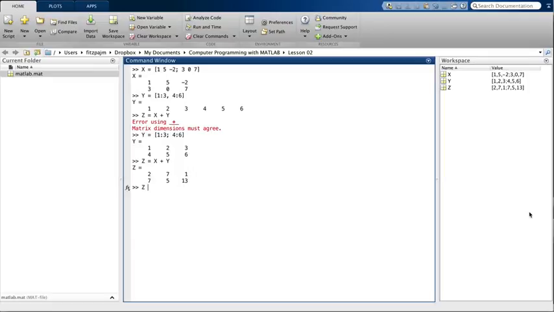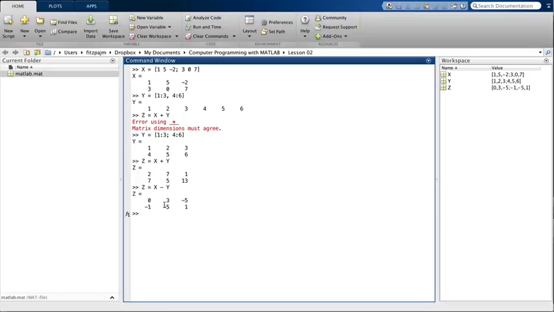Subtraction works great too. Let's let z equal x minus y. And there's no problem there either. Let's look at some of these numbers and see if they came out right. With addition, let's look at this second element on the first row. We ended up with a 7. Where did that come from? There was a 5 at that position in x and a 2 in y. 5 plus 2 is 7.